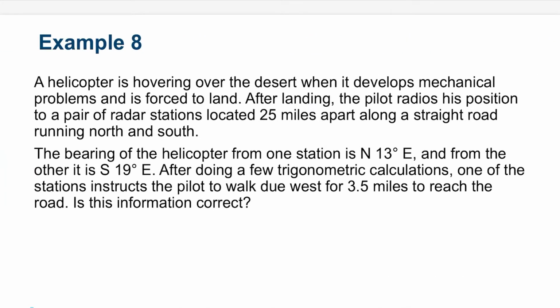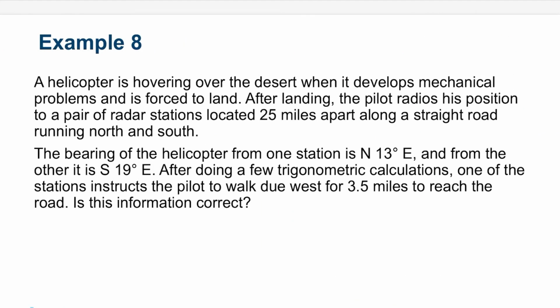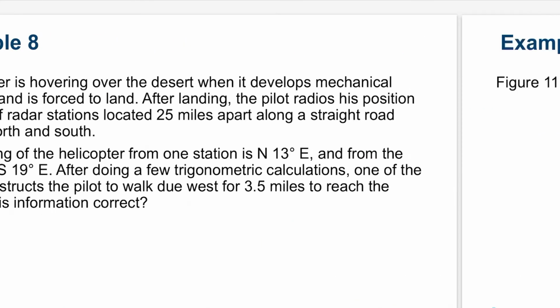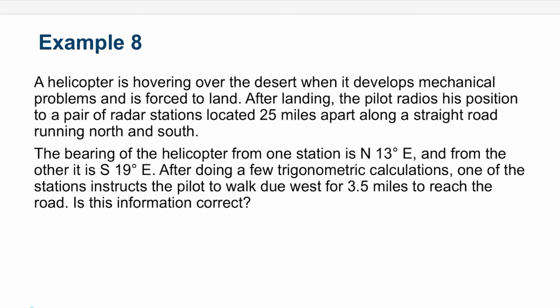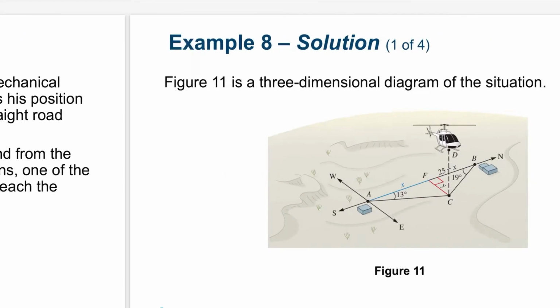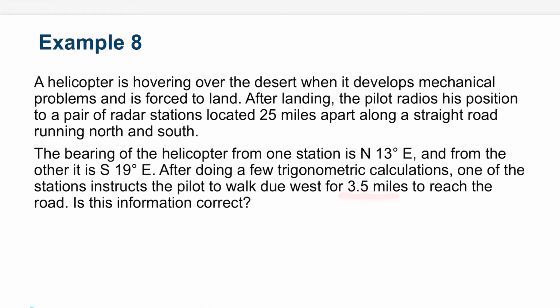The bearing of the helicopter from one station is north 13 degrees east. That would be this one. And the other is south 19 degrees east, which is this one on this side. And then after doing some calculations, the pilot must walk due west for 3.5 miles to reach the road. Is this correct? So in other words, from the point where they land to the road is this length, and we want to know if that's equal to 3.5. That is the question. So let's find out if that is 3.5.